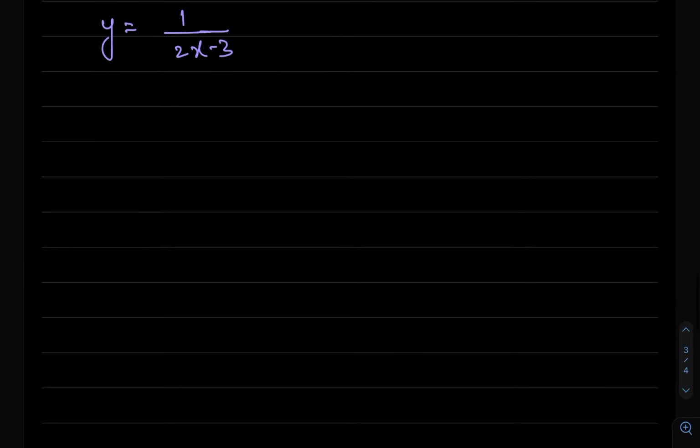Now let's take another example. We have y equals 1 over 2x minus 3. Again, we see that the denominator can be equal to 0 if we input a certain number into it, and now we want to know what that number is. So let's put the denominator equal to 0 to find out what value of x makes this equality possible. That is why we're doing it.